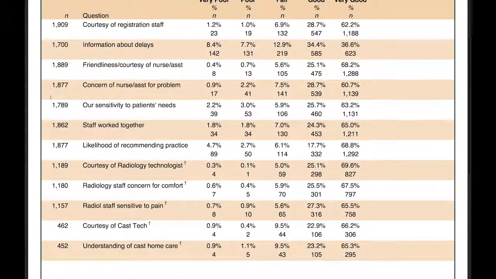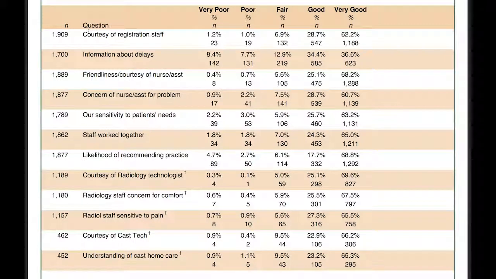Now, my results. First of all, here are the 12 questions that I'm going to be using. Of the 38 questions, these are pulled from all the different categories: courtesy of registration staff, information about delays, friendliness and courtesy of the nurse or medical assistant in this case, concern the medical assistant had for my problem, sensitivity to patients' needs, the staff worked well together, likelihood of recommending the practice, courtesy of radiology technologist, radiology staff concerned for comfort, radiology staff sensitive to pain, courtesy of cast technician, and understanding the cast at home care.